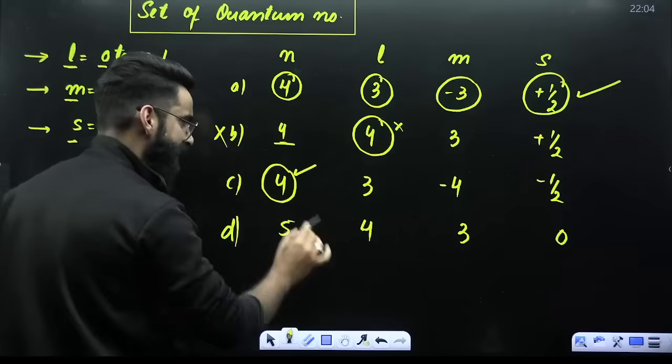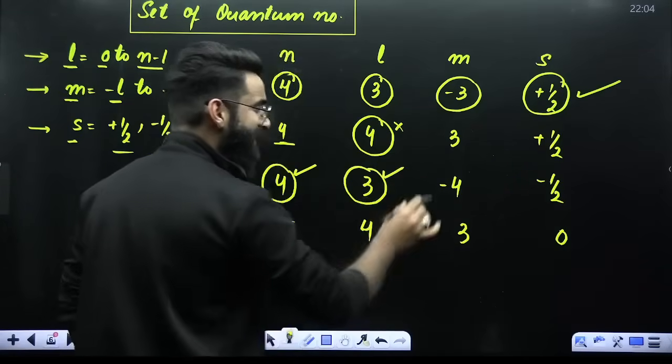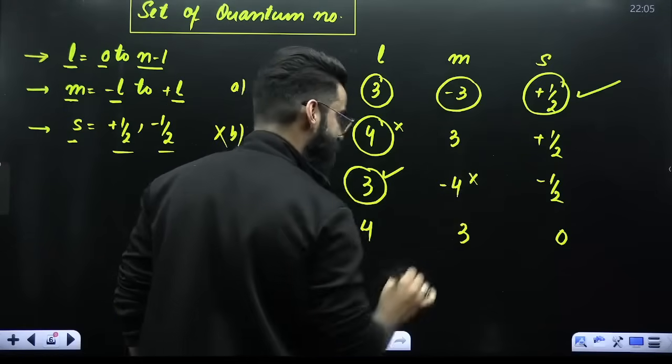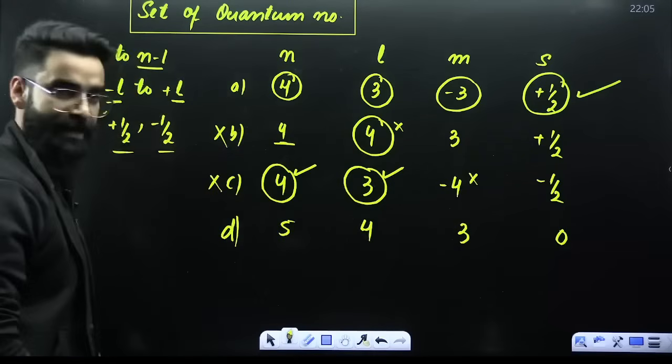See, N value is 4, correct. L value is 3, correct. But M is from minus L to plus L. So minus 3 to plus 3. Minus 4 does not come into that category. So this is not the correct one.